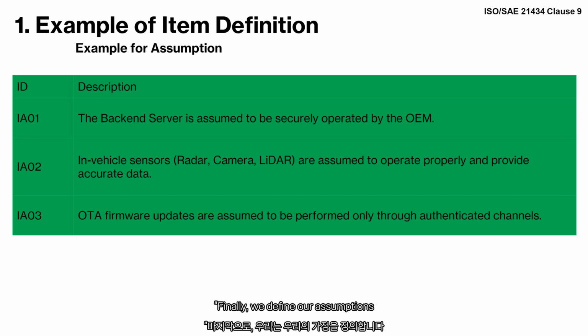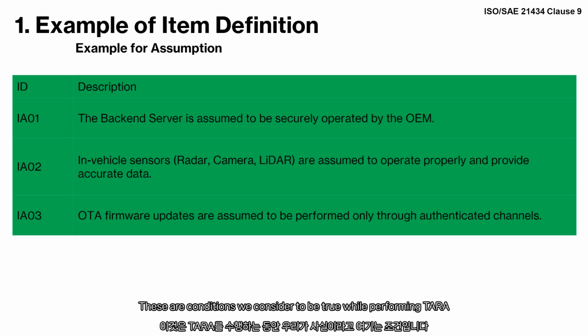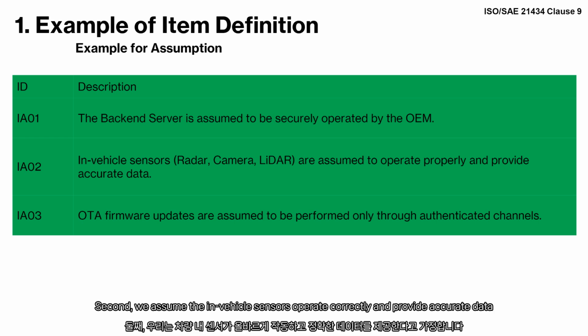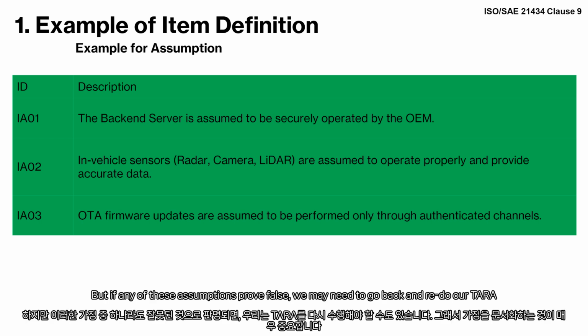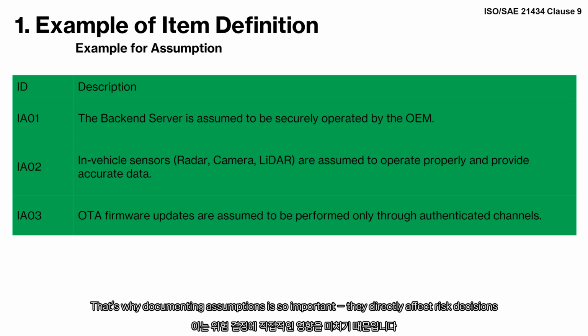Finally, we define our assumptions. These are conditions we consider to be true while performing TARA. First, we assume the backend server is securely managed by the OEM. Second, we assume the in-vehicle sensors operate correctly and provide accurate data. Third, we assume OTA updates only occur through authenticated, trusted channels. But if any of these assumptions prove false, we may need to go back and redo our TARA. That's why documenting assumptions is so important. They directly affect risk decisions.